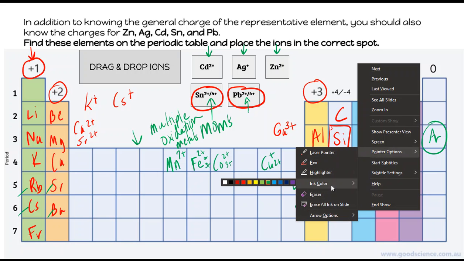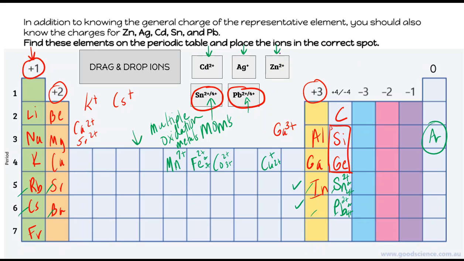Silver, zinc, and cadmium are over here in the transition section as well, but these guys only have one possible oxidation state, one possible charge. Like silver only loses 1 electron. So silver is always going to be +1. Always, always. So you kind of have to memorize that. You're going to need that later on for naming.